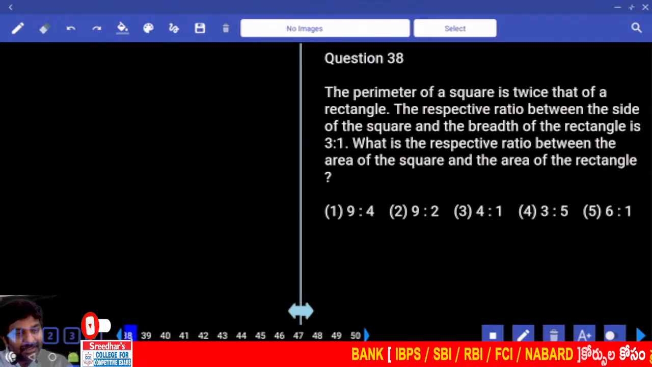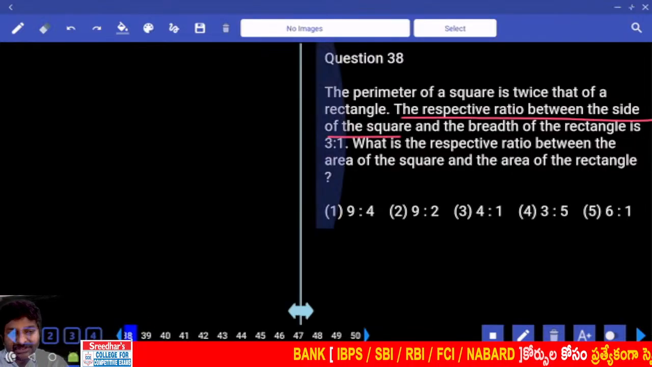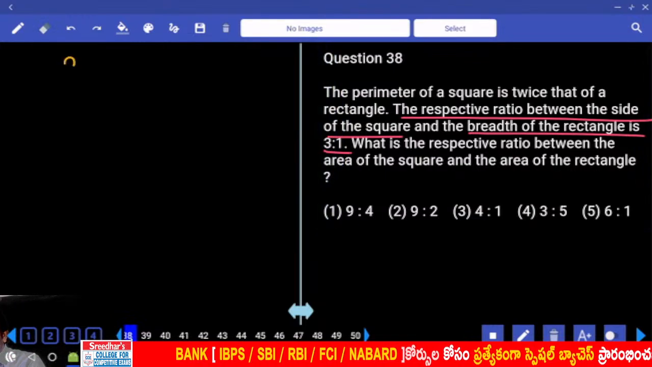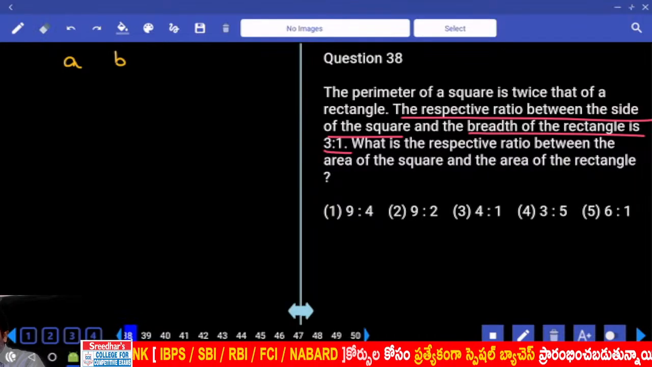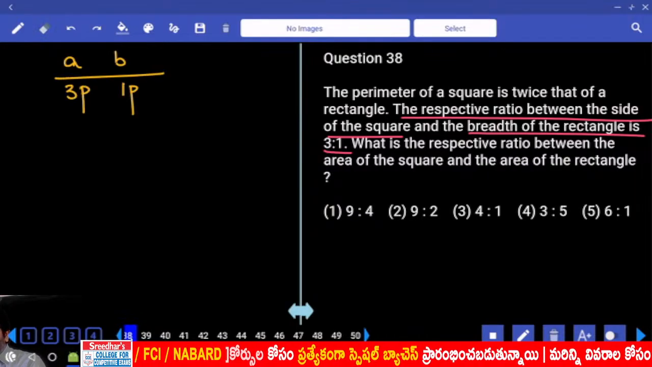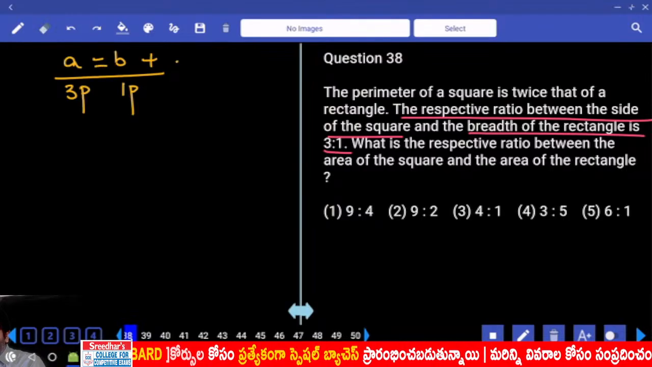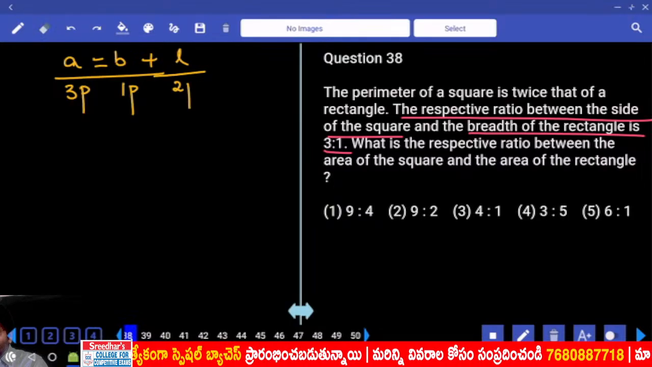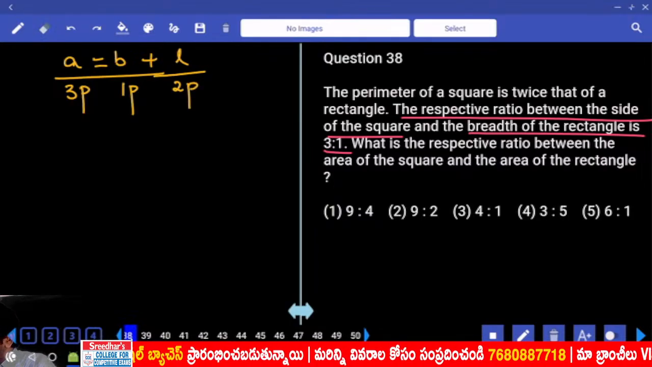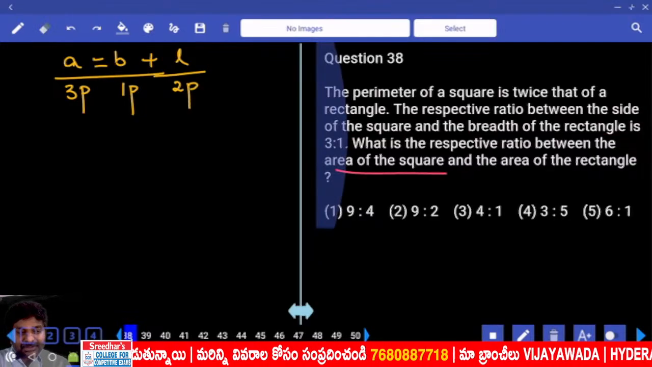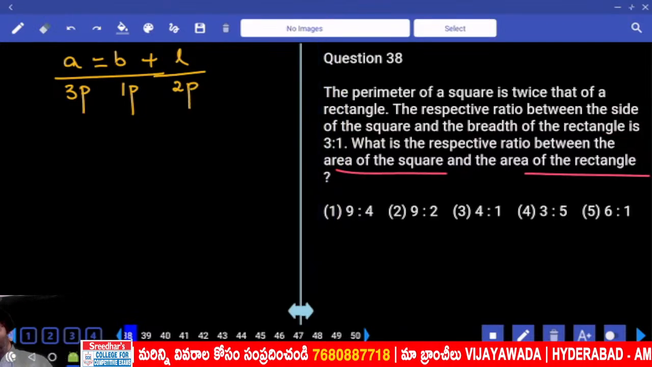What is the respective ratio between the side of the square and the breadth of the rectangle? A and B are in the ratio 3:1, and you know that A is equal to L plus B, then L is equal to 2 parts. Got it? What is the respective ratio between the area of the square and the area of the rectangle?